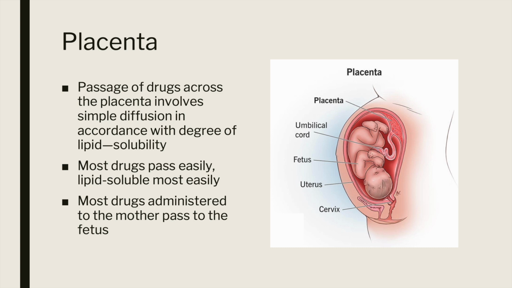On the opposite side, the placenta is really easy to cross. Drugs crossing the placenta involves just simple diffusion based on the degree of lipid solubility. Most drugs will easily pass through the placenta. What that means is that drugs that are administered to the mother are going to easily pass to the fetus. So that's why when we have a pregnant woman, we want to be really, really conscious about what kinds of drugs we are giving her, because we know that they are most likely going to cross the placenta and be distributed to the fetus. And in a lot of cases, that can be not a good thing.